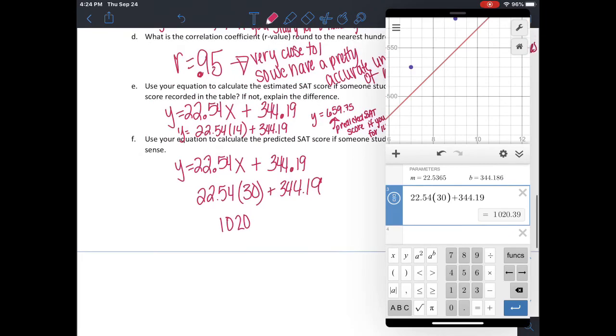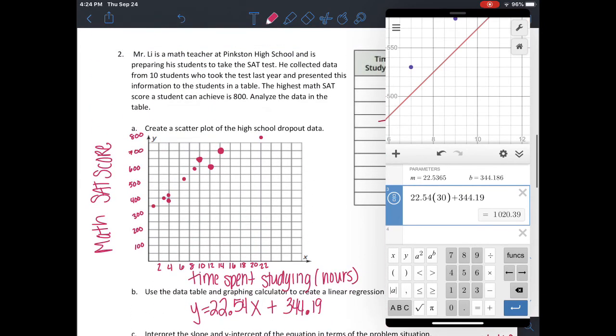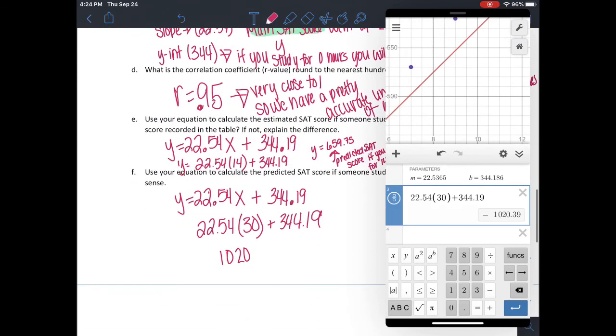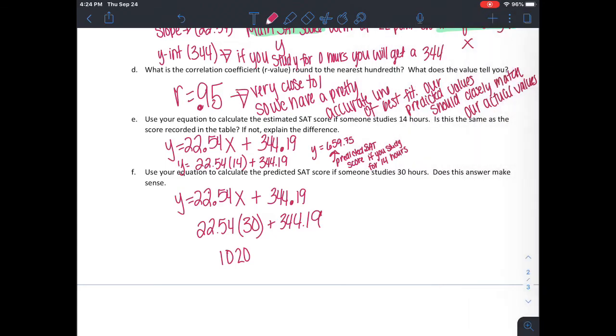No, this number does not make sense because the highest math SAT score a student can achieve is an 800. So eventually, you're just kind of going to cap off on a score. It's not saying that you can study forever and your score is just going to go unlimitedly high. It caps off at 800. So this person who studied for 30 hours, the highest that they could ever score is an 800.